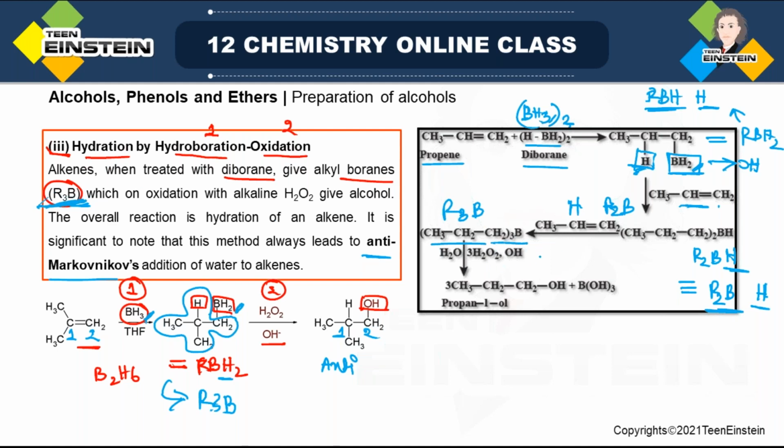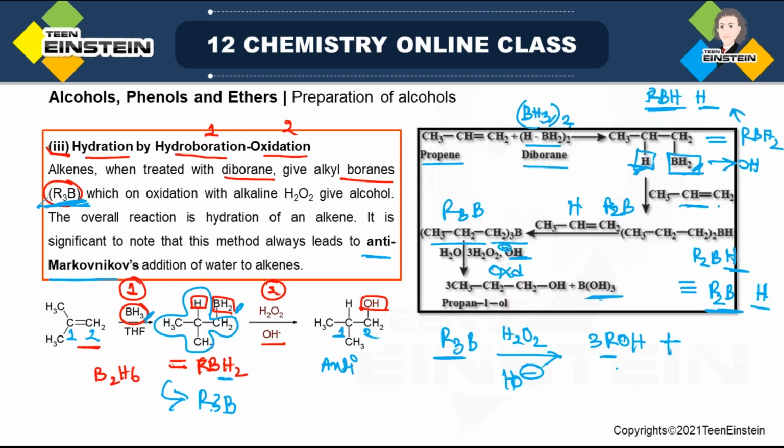And next there is oxidation in alkaline medium with H2O2 and water. So finally, with R3B, you are using H2O2 in alkaline condition. All these three R groups will lead to the formation of three alcohols, because a total of three alcohols can be generated. And the fate of boron is that it will be converted to B(OH)3.